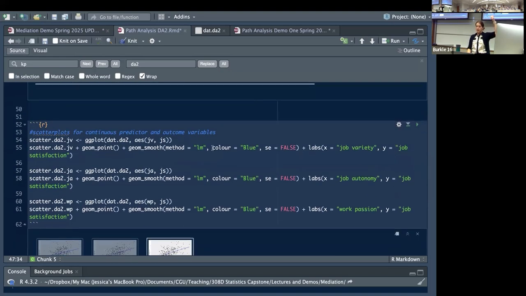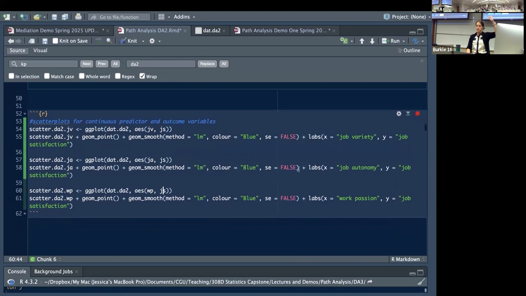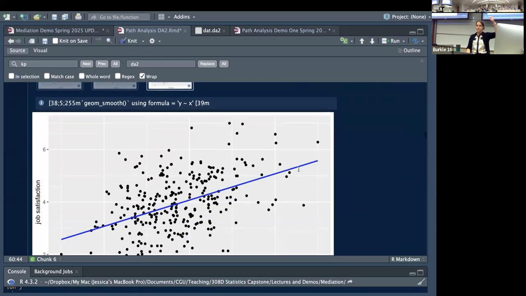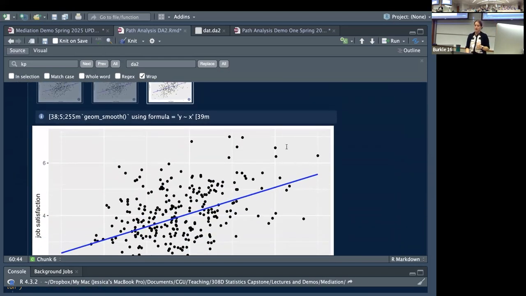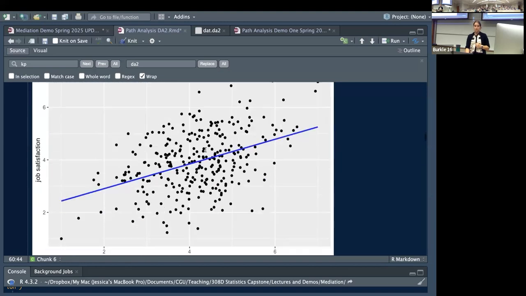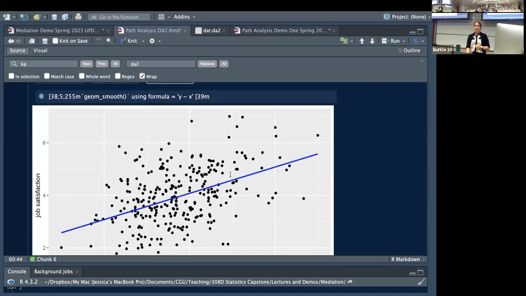So we have a scatter plot here between job variety, job autonomy, work passion, predicting job satisfaction to make sure there's actually linear relationships between each of our predictors and our outcome. Looks pretty good, looks pretty good, looks pretty good. All positive relationships, but all generally linear. So we've got linearity. What's next?